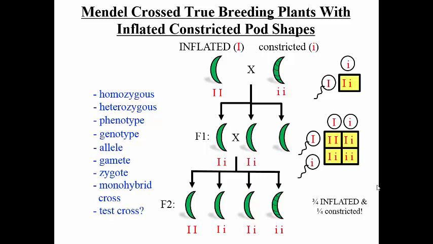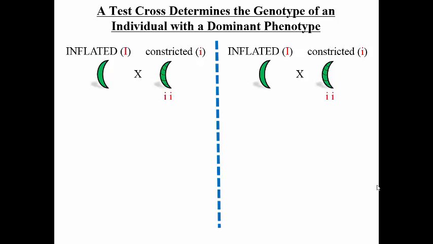Okay, when we talk about a test cross, we're trying to determine the genotype of an individual with a dominant phenotype. So in other words, here's two possible scenarios. We're saying this is one scenario or this is the other scenario. When you do a test cross, you have an organism that has a dominant phenotype, so in other words, inflated pea pod, but you don't know their genotypes. That's why I have nothing written here.